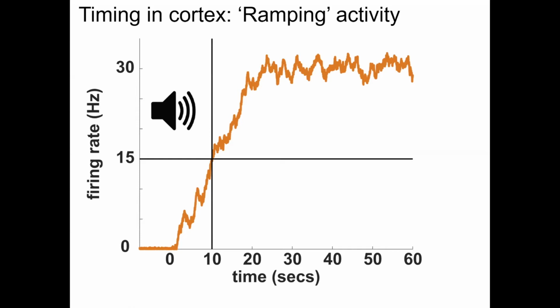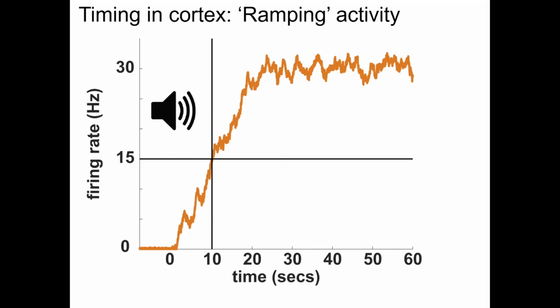If we imagine that this ramping neuron is, say, projecting to downstream motor neurons that can cause lever presses to be executed, they can time those actions effectively by just waiting for this ramping neuron to hit 15 hertz. Since that typically coincides with 10 seconds, those actions will be well timed.